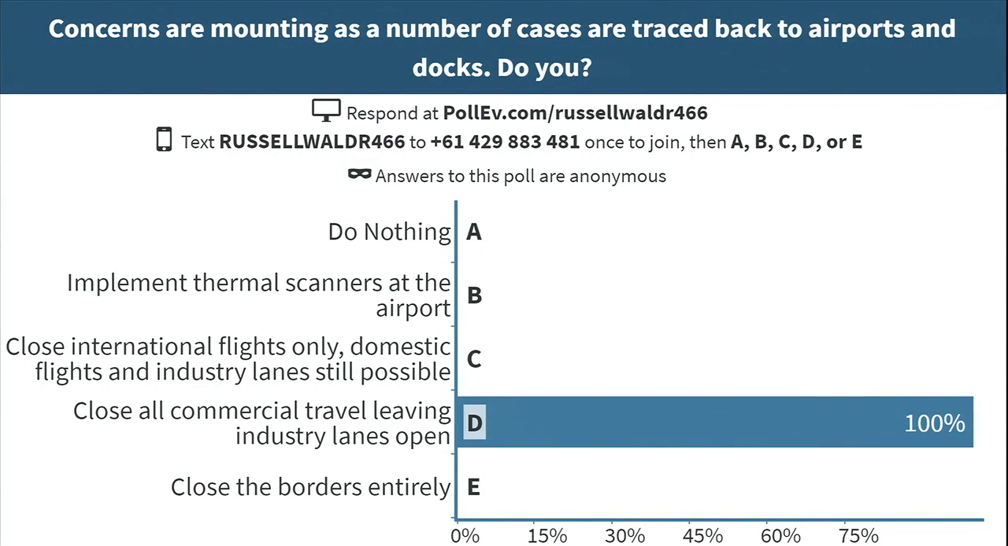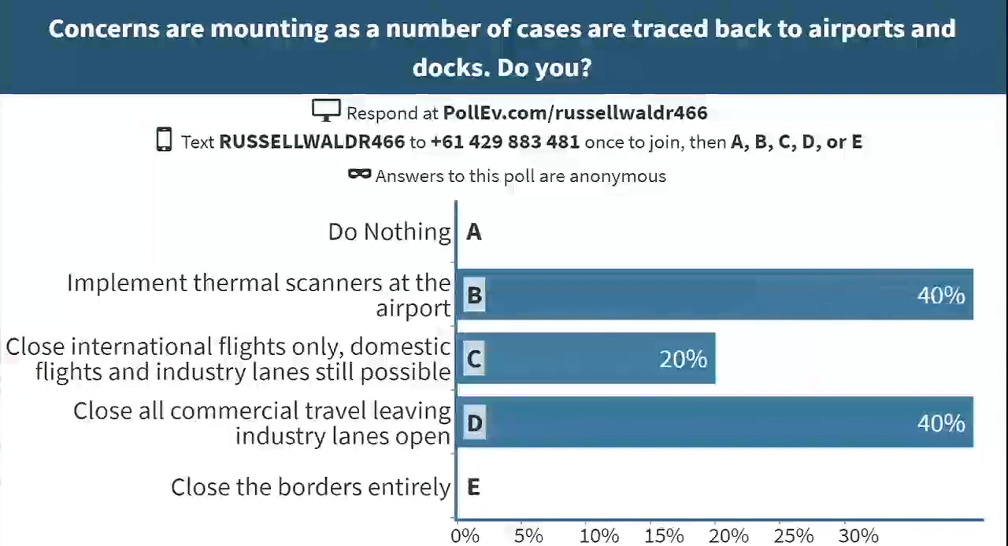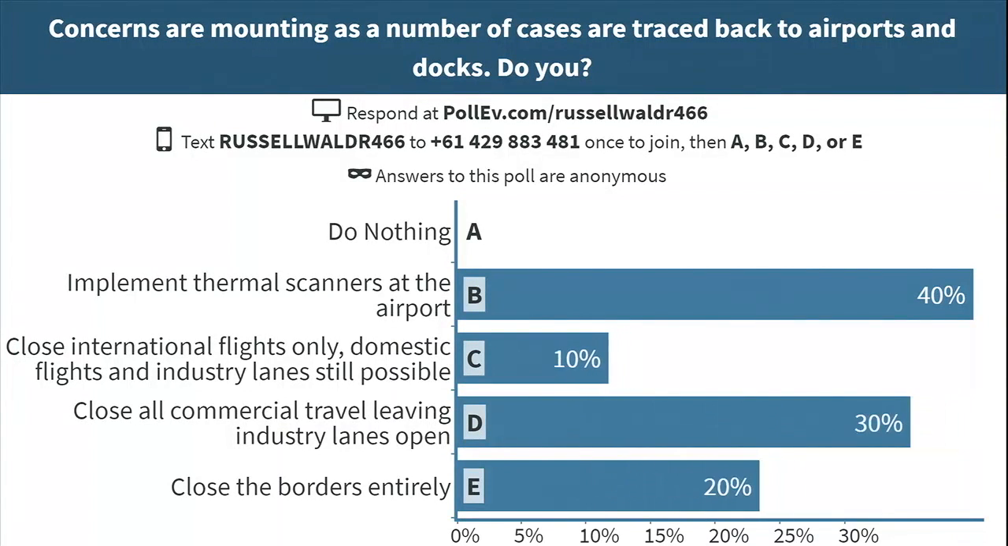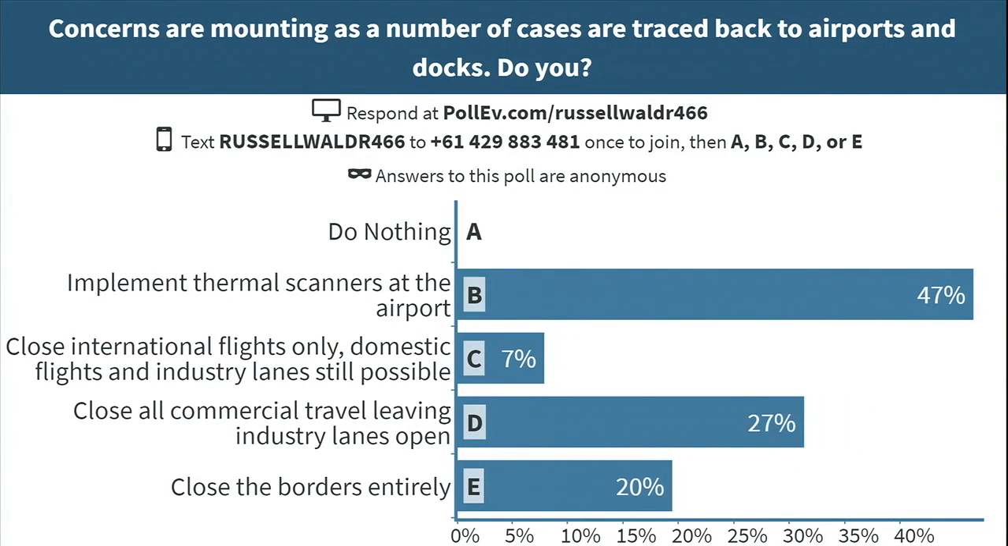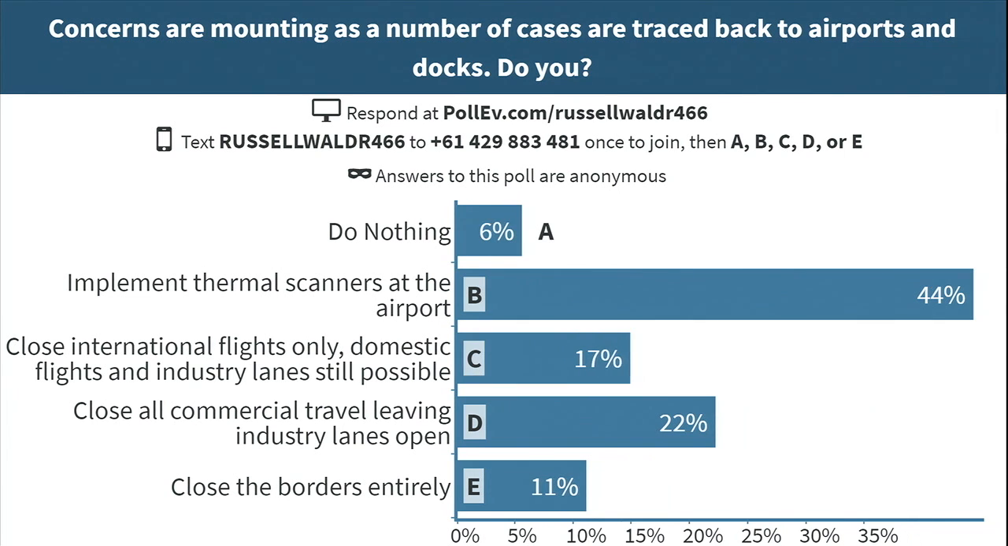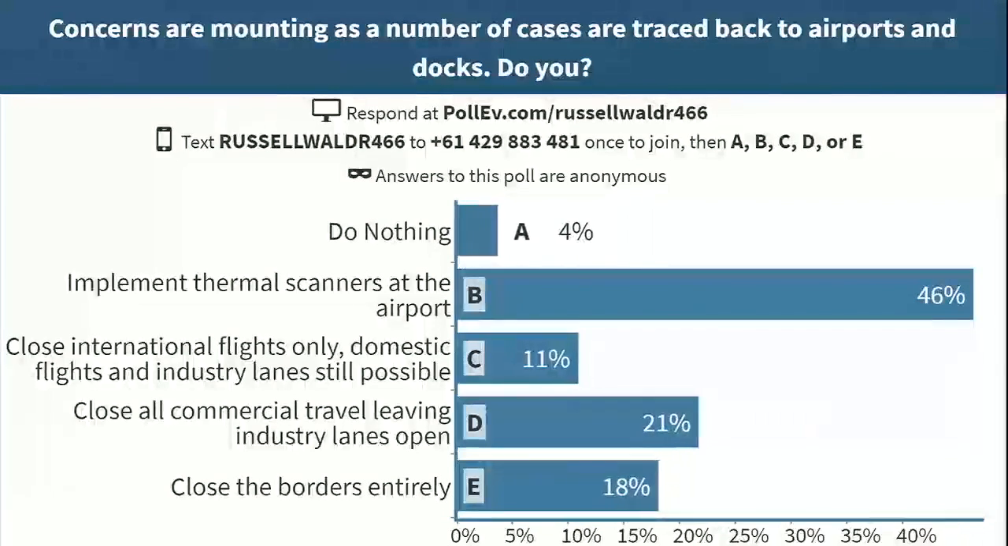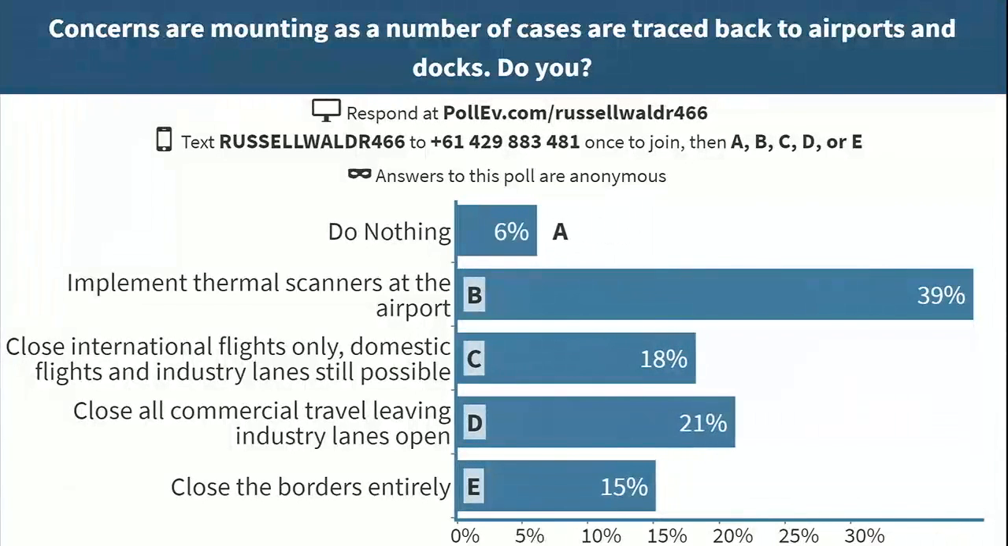Concerns are mounting as the number of cases traced back to airports and docks increase. Do you do nothing? Implement thermal scanners at the airport? Close international flights, only for domestic flights? Close all commercial travel, leaving industry lanes open? Or close the borders entirely? Thermal scanners seem very popular.